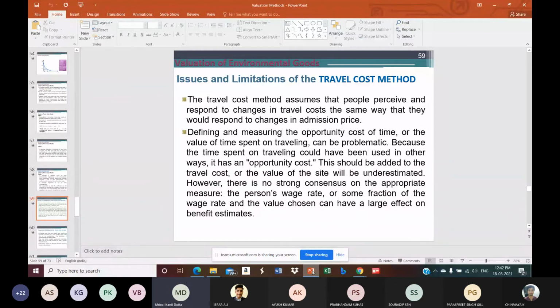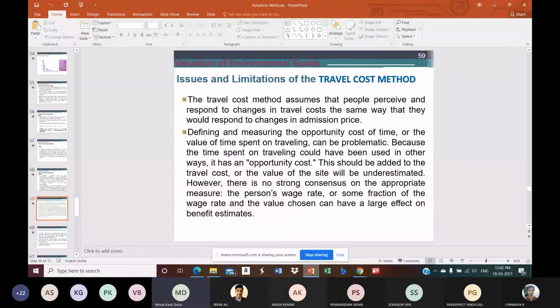Of course, there are two different things here. One is the entry fee or admission price for different sites, and the second one is the travel cost. So obviously, here we assume that both will be behaving in a similar fashion, entry cost or travel cost. Okay, so that is one assumption which is made out here. The people are assumed to perceive and respond to changes in travel cost the same way that they would respond to changes in entry fees or admission price.